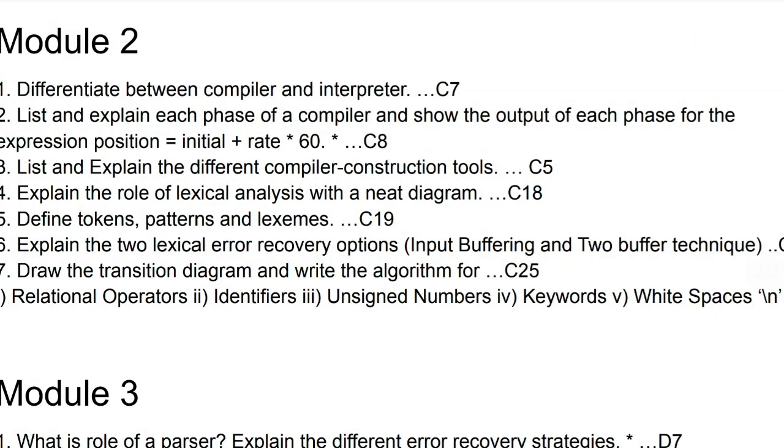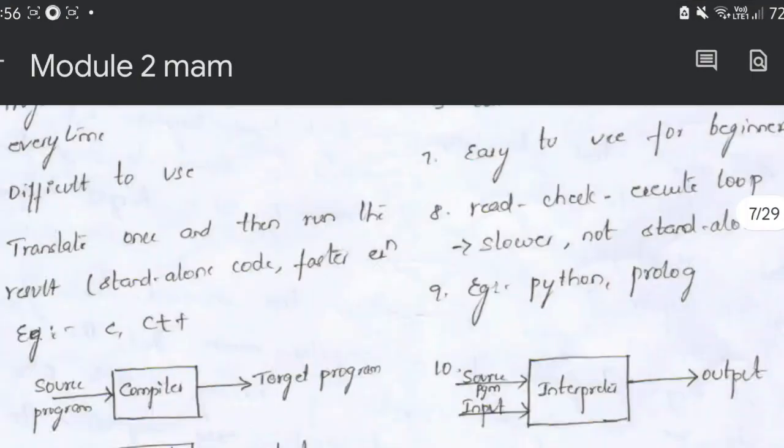After that, we have list and explain the different compiler construction tools. What are the different tools used in compiler construction? Okay, it's present at page number 5.